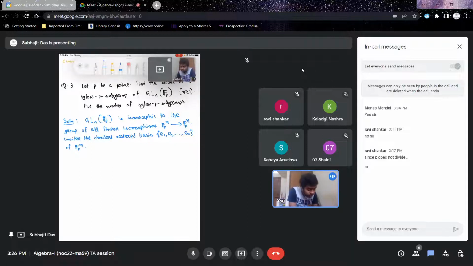So in other words, the number of linear isomorphisms, or rather, let me just shorten it, linear automorphisms. Automorphisms are just isomorphisms of some object onto itself. So the number of linear automorphisms of Fp^n is equal to the number of ordered bases, right?